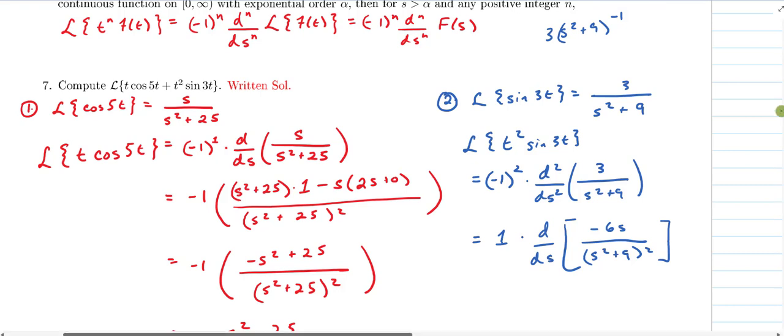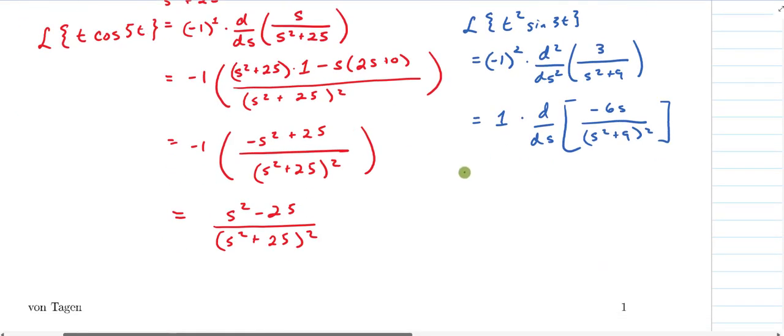So now we need to take one more derivative. Taking the second derivative of that original 3 over s squared plus 9, or taking the derivative of our result, will give us our final answer to this question. So here I'm going to have to use the quotient rule again. Here's the bottom function, s squared plus 9 squared, times the derivative of the top function, which is minus 6, minus the top function, negative 6s, times the derivative of the bottom function.